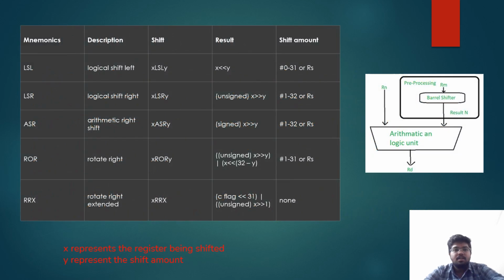Mnemonics. In mnemonics, LSL stands for logical shift left, LSR stands for logical shift right, ASR stands for arithmetic shift right, ROR stands for rotate right, RRX stands for rotate right extended. Here X represents the register being shifted and Y represents the shift amount.